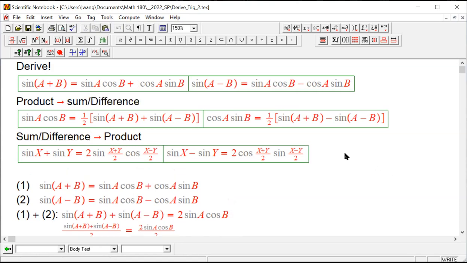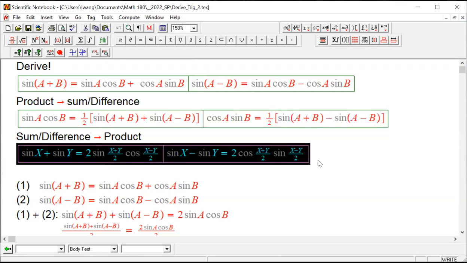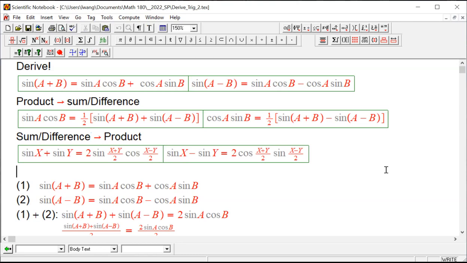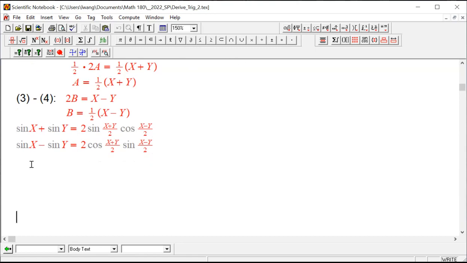They are useful in their own way. In many cases, these two are needed when you're doing integration in calculus 2. These others might be needed when you're solving equations. Now let's look at the other two.